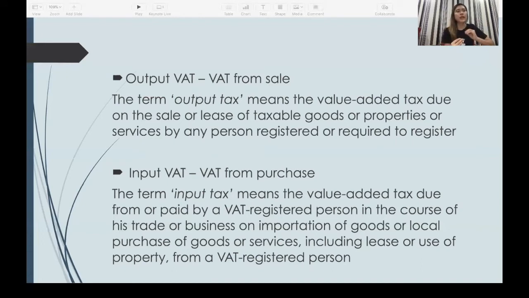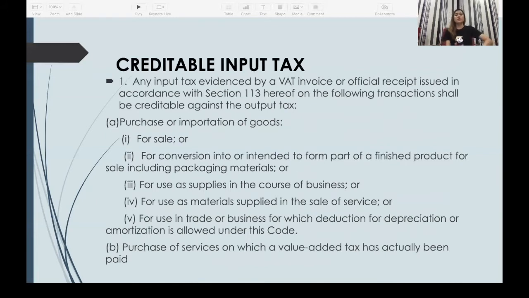Ito lang, VAT from sale. So, merong output tax si manufacturing company pagbenta niya sa mga wholesaler or distributor. Kasi may VAT from sale. And then, si pagbili ni wholesaler ni distributor kay manufacturing company, meron siyang input tax. Kasi meron siyang VAT from purchasing the goods. So, ganon. Si input tax is deductible kay output tax. Creditable input tax. Any input tax evidenced by a VAT invoice or official receipt issued in accordance with Section 113 hereof on the following transaction shall be creditable against the output tax.